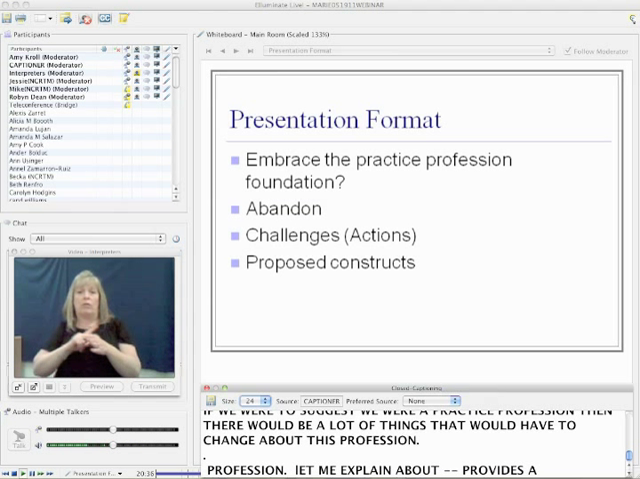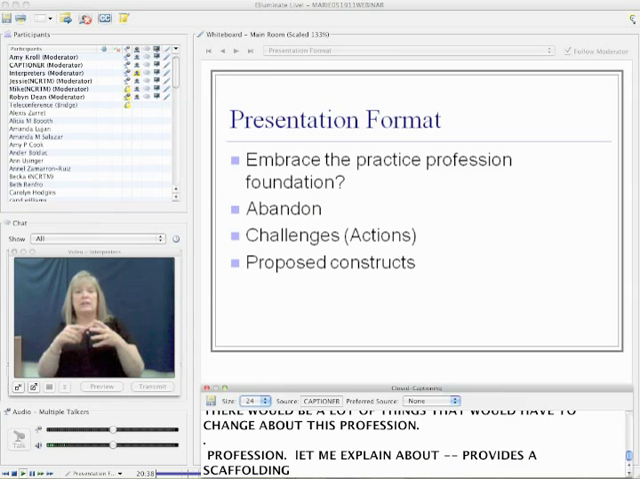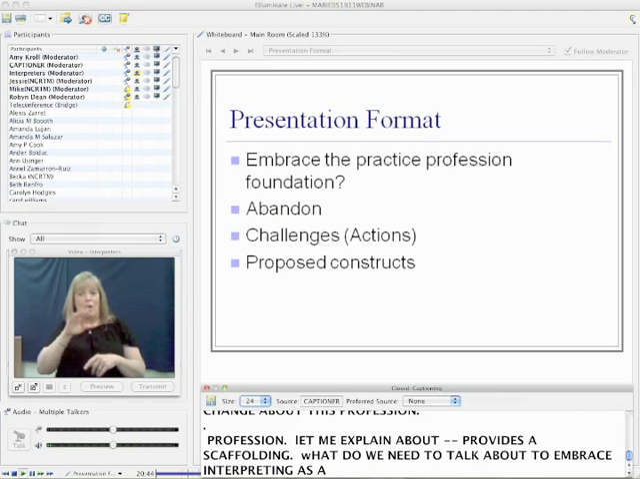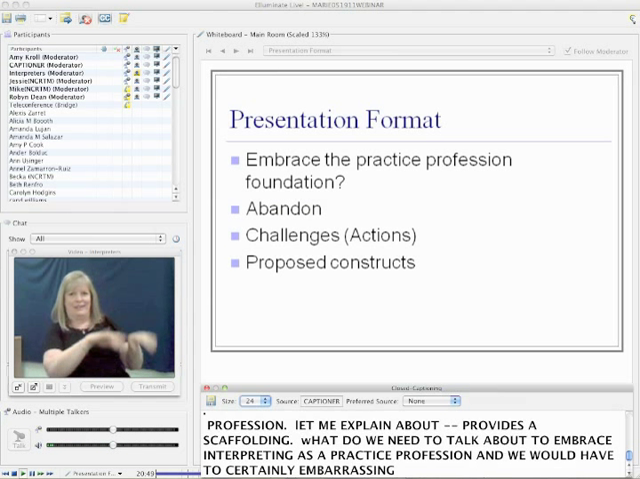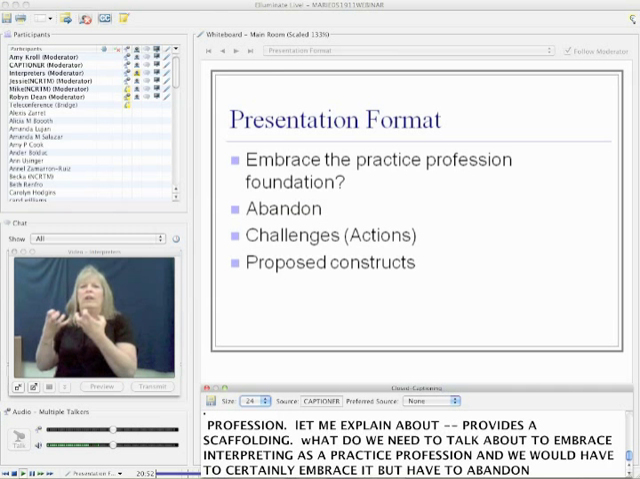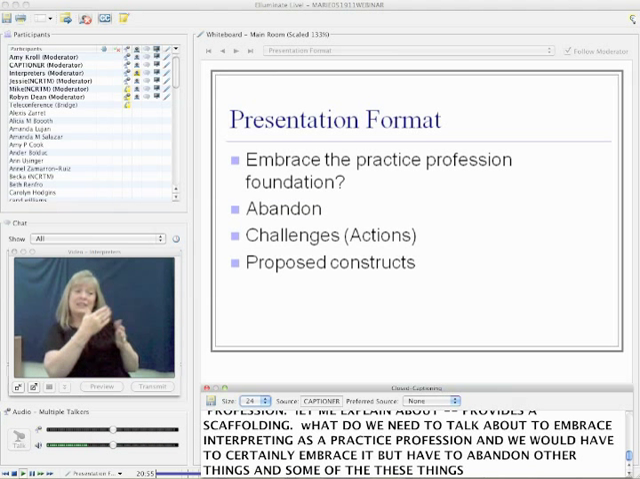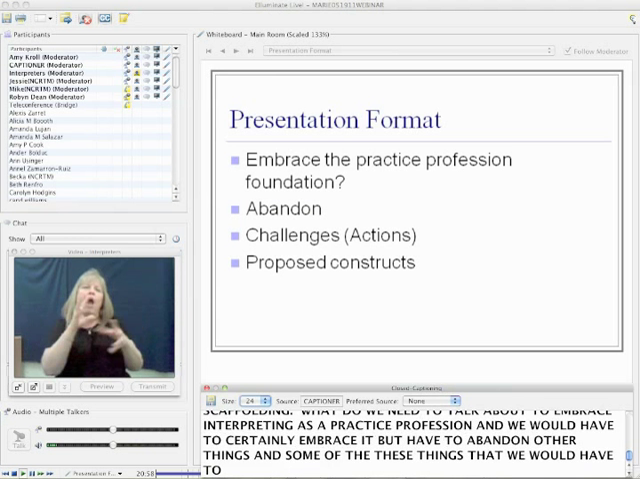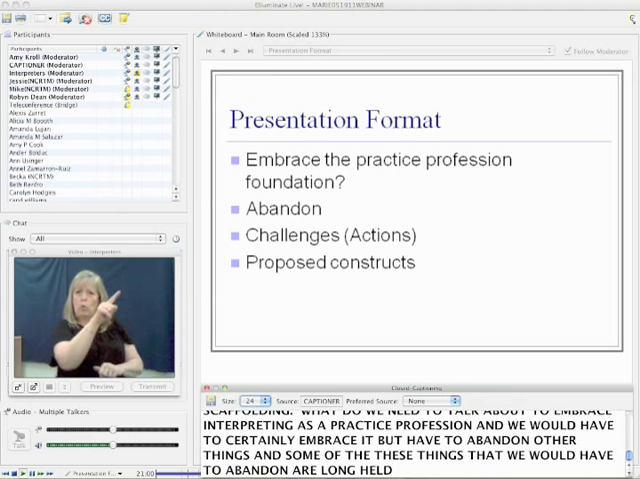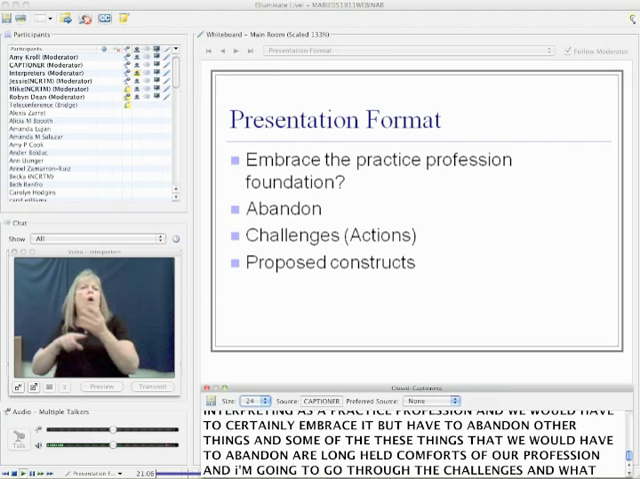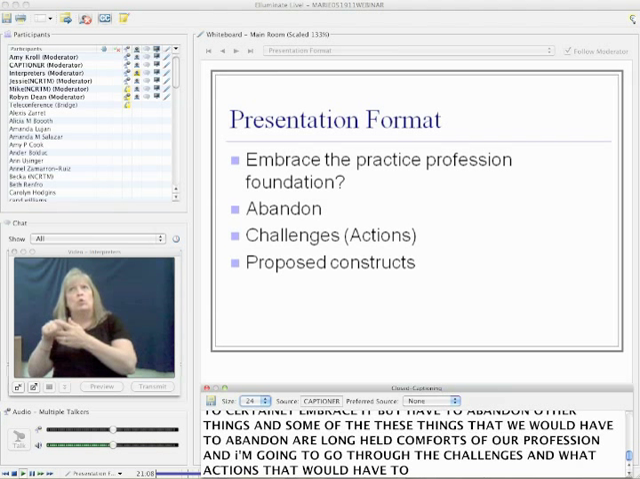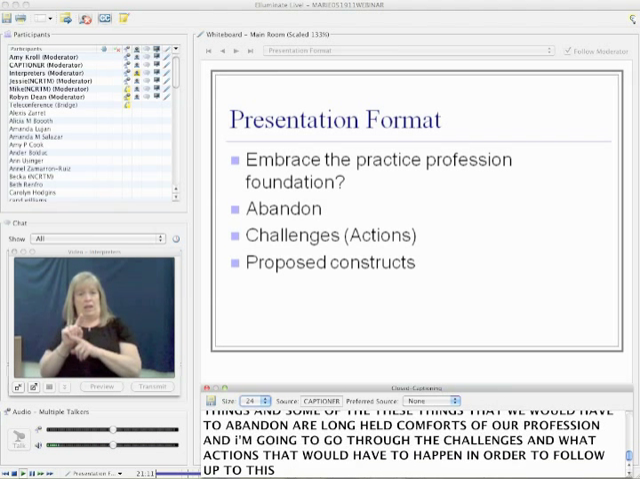First, I'm going to talk about what it would mean to embrace interpreting as a practice profession. And just like Niels Bohr, we would have to certainly embrace it, but we would also have to abandon other things. You can't embrace something without abandoning other things. And some of these things that we would have to abandon are long-held habits and even comforts of our profession. I'm going to go through what the challenges would be or what actions would have to happen in order to follow up to this claim that interpreting is a practice profession. And then I'm going to talk about how DCS can be helpful in that.